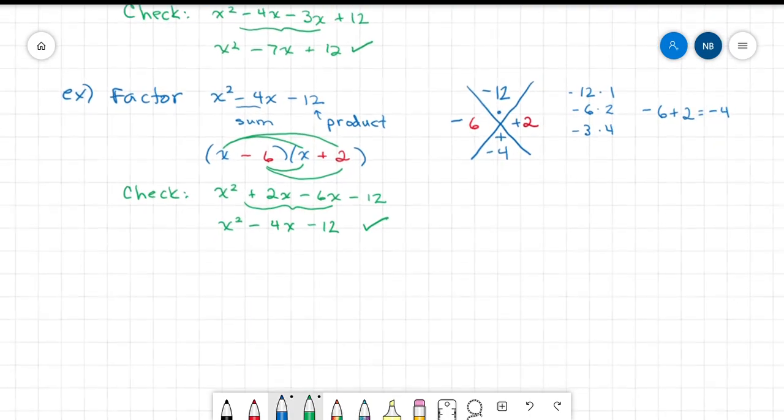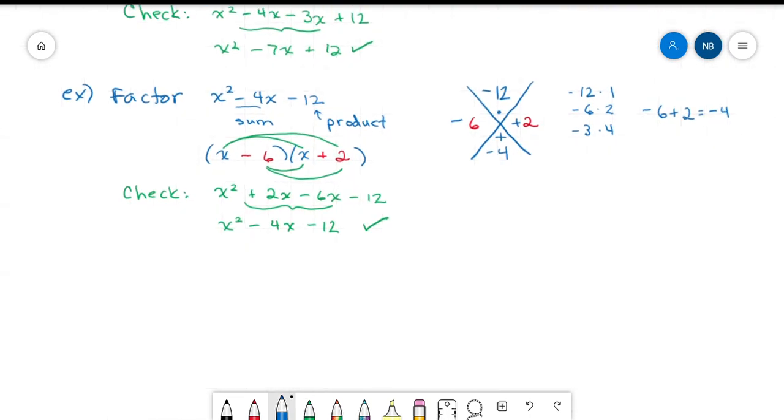One last example. We're going to factor x squared plus x minus 12. So notice this time our product is negative 12 specifically, but our sum in the middle is positive 1. Remember, when you can't see the coefficient on a variable, it's understood to be a 1.